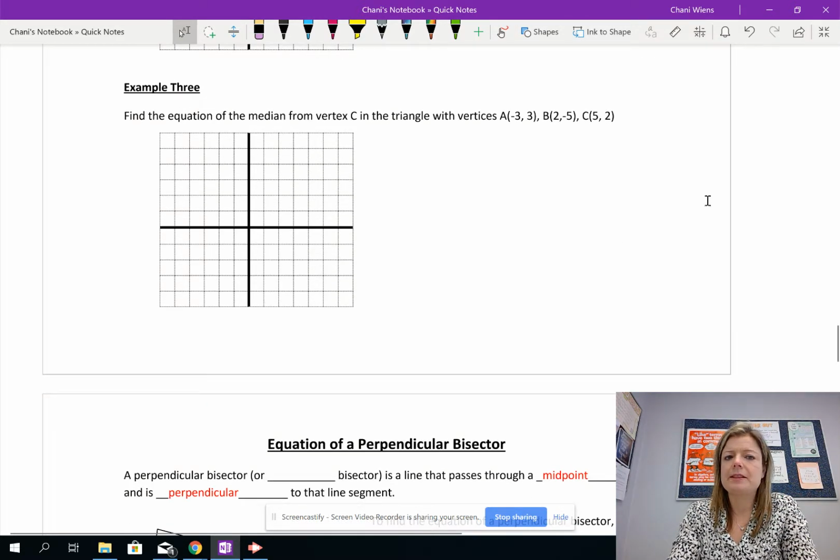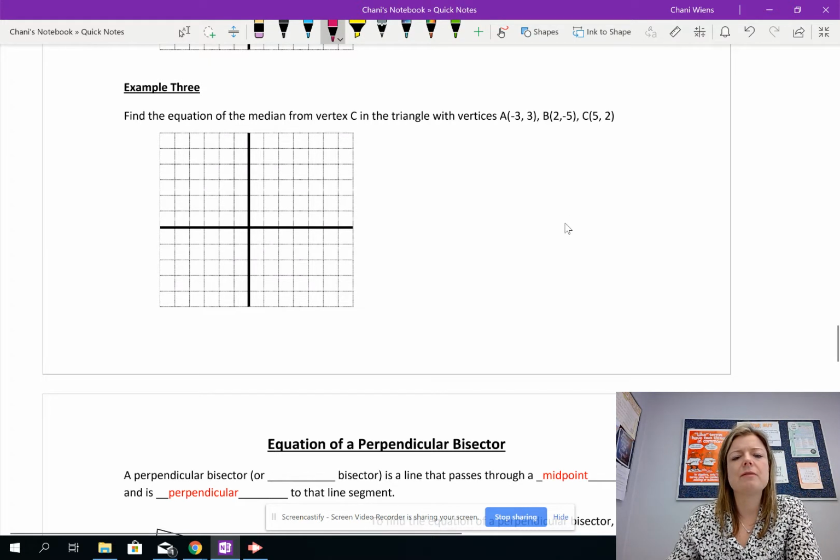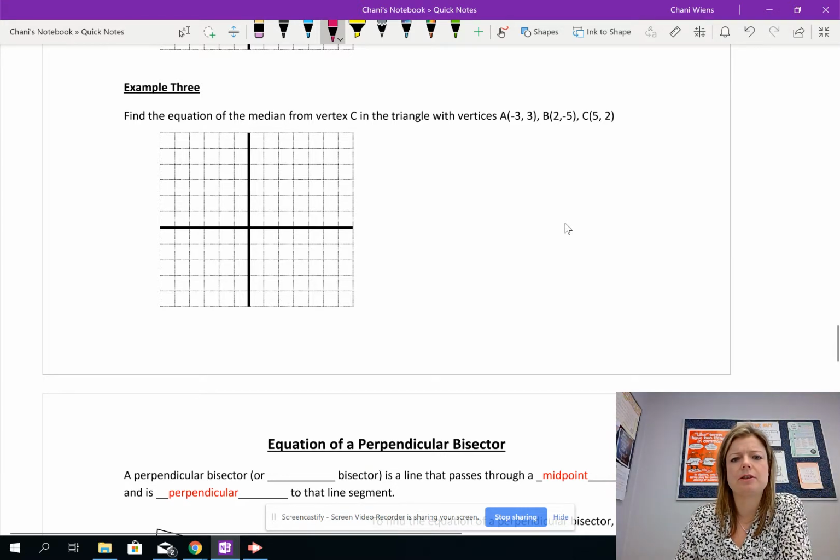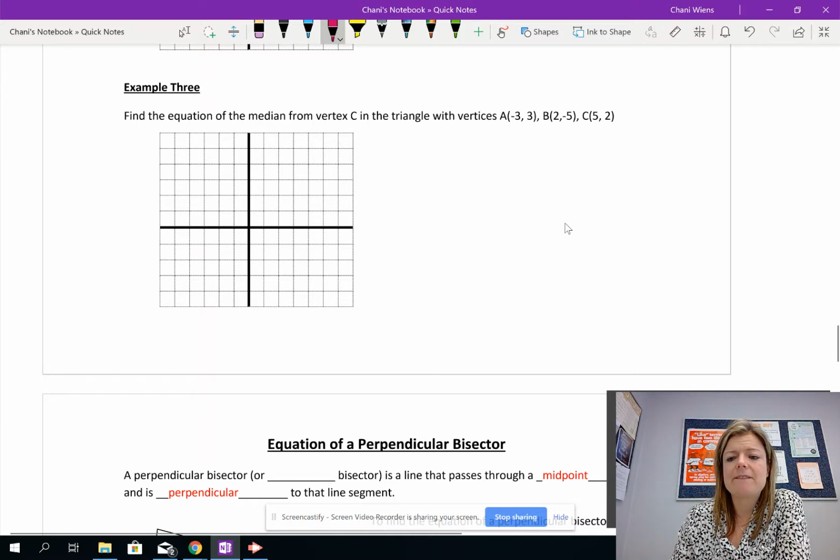So this is what the questions are going to look like. Find the equation of the median from vertex C in the triangle with these vertices. So this can look really confusing. So you definitely want to make sure that you just graph the triangle first. That's always the first thing that you want to do. And you want to label it very, very clearly.